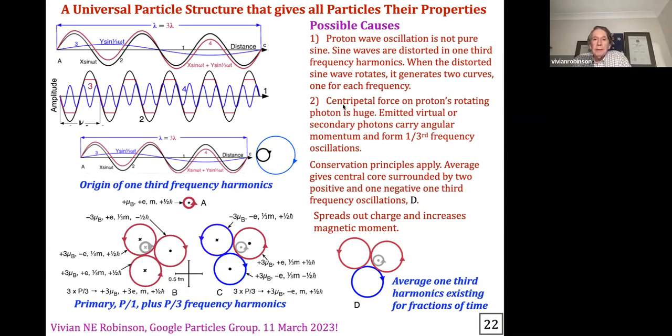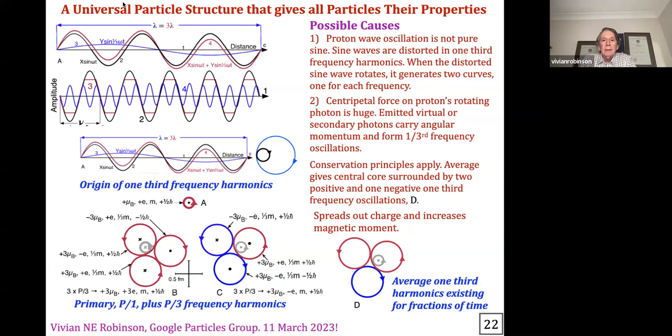Now, the other possibility is that the centripetal force on a proton is huge. I mean, it's the whole mass of the proton, which is nearly 2,000 times that of the electron, rotating in a radius about 1/2000th that of the electron. I mean, everything goes everywhere.